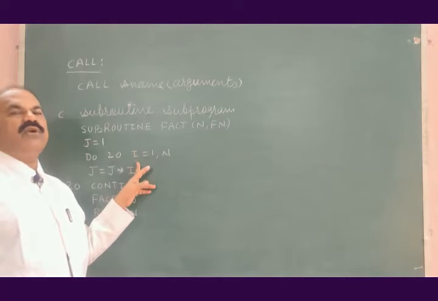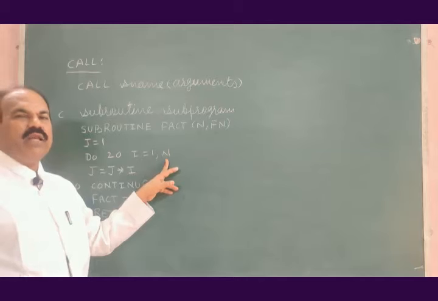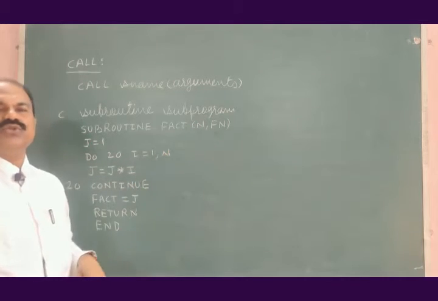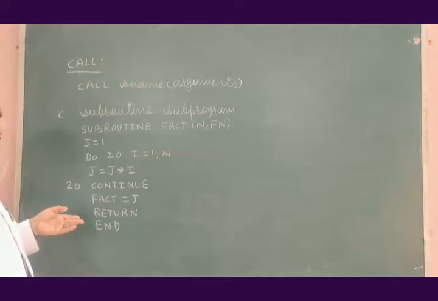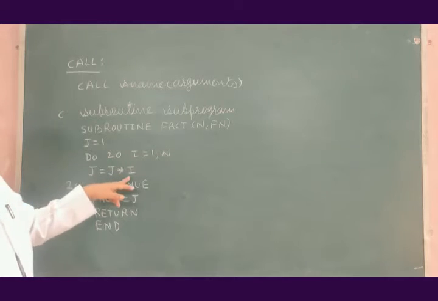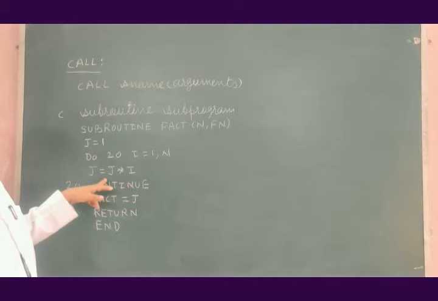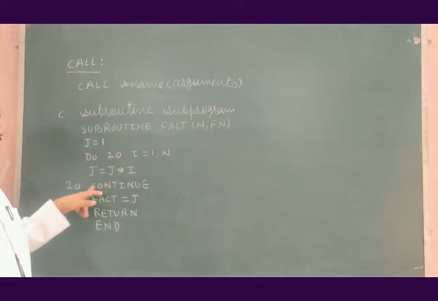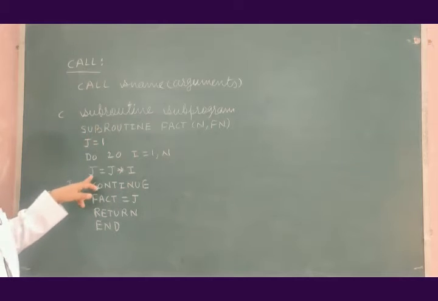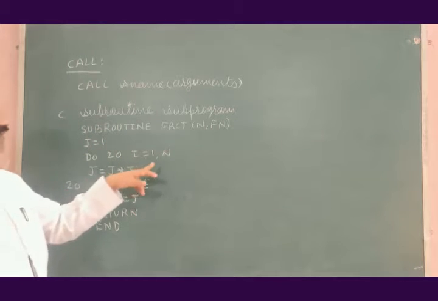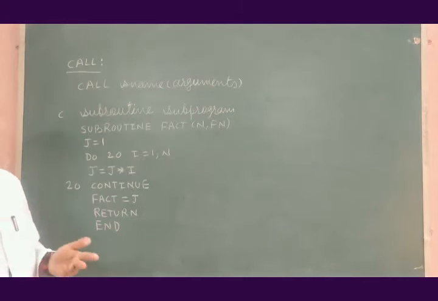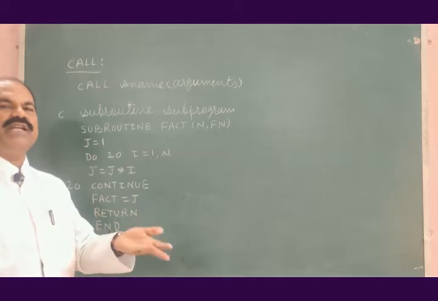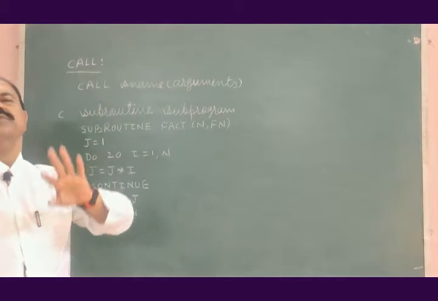1 is the initial value of I, n the final value of I, which is n whose factorial is to be found. j is equal to j into I. Continue. This will be continued till this j becomes factorial of n. 1 into 2 into 3 into 4 into 5 into 6 into 7 into 8 into 9 into 10 and so on up to n.